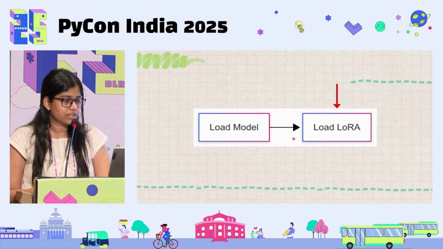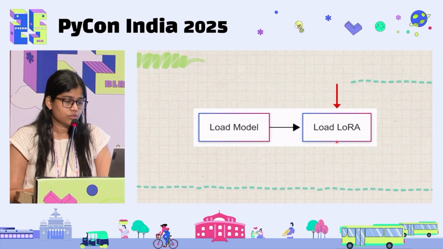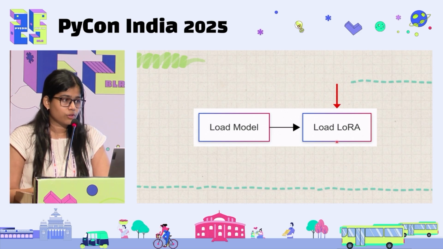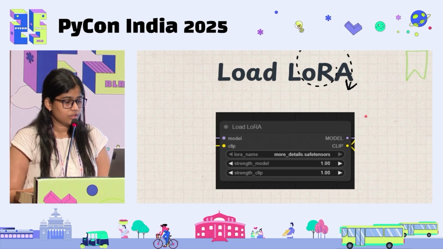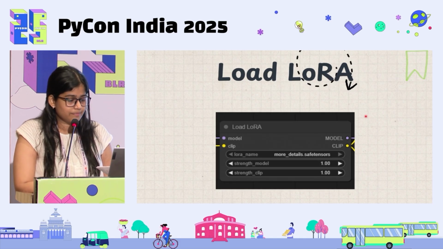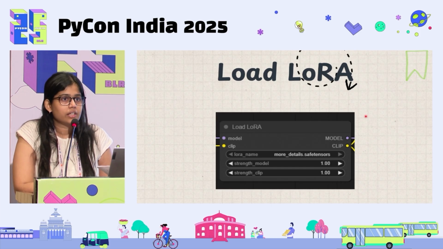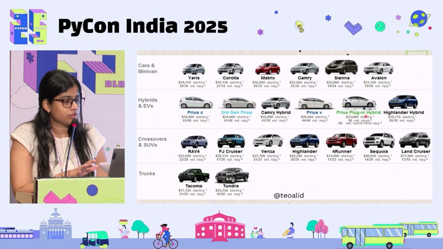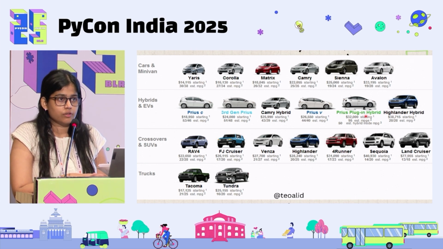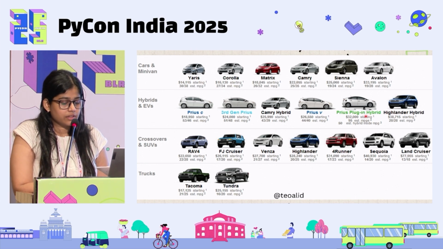Then you would have seen the load model is connected to a node called load LoRa. So the load LoRa is responsible for loading a LoRa model. But why do we need a LoRa model when we already have a model? So I'll explain this with an example. Say you want to generate images of cars. So you can just train a model on images of different kinds of car, a big data set full of different types of cars. You train it.